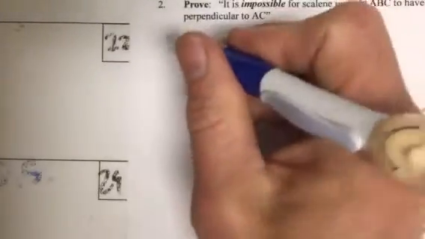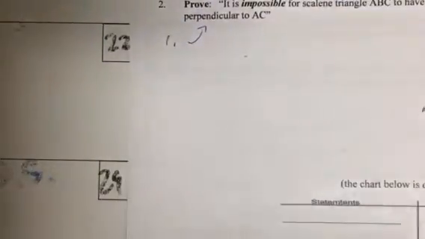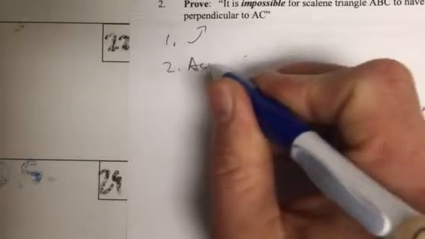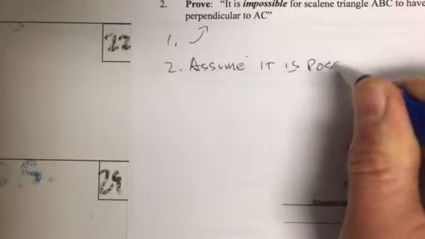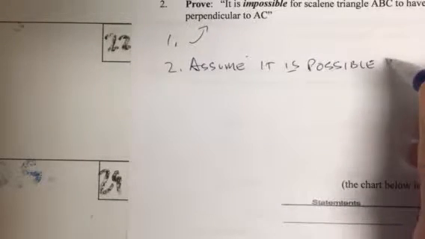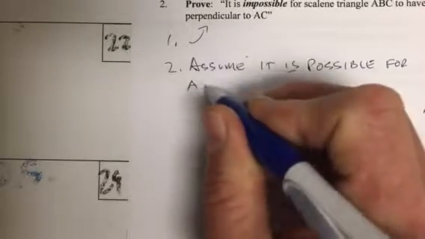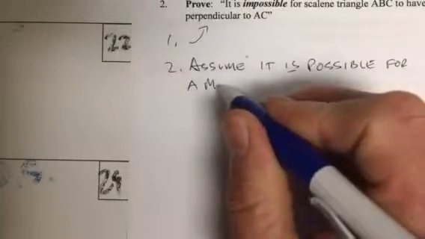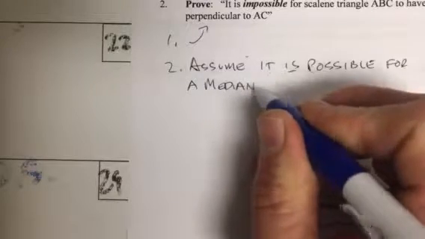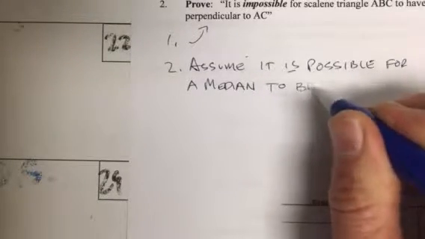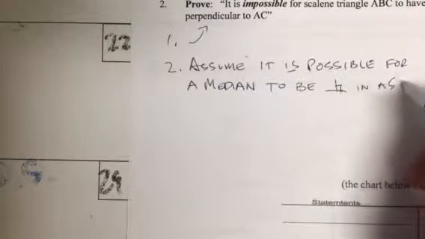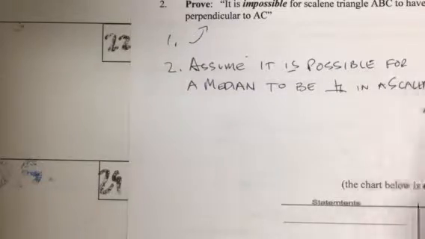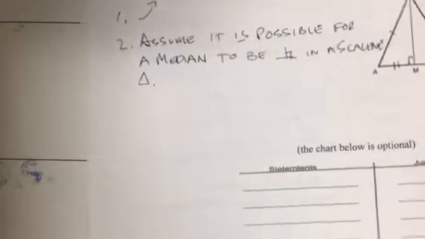There's something wrong with the drawing where this and this are different, but this is all true. Okay, so step number 1, I'm not going to recopy it down. Step number 2 is assume it is possible for a perpendicular median, I should say, to be perpendicular in a scaling triangle. Suppose that is true. Okay, what would happen if this is a true drawing? Well, let's work it out.